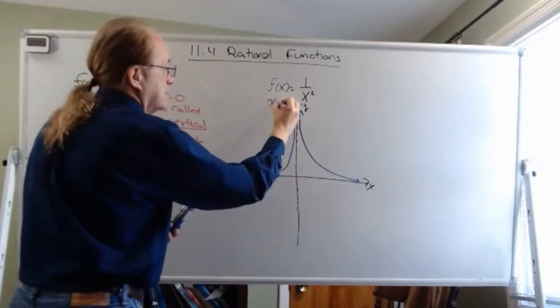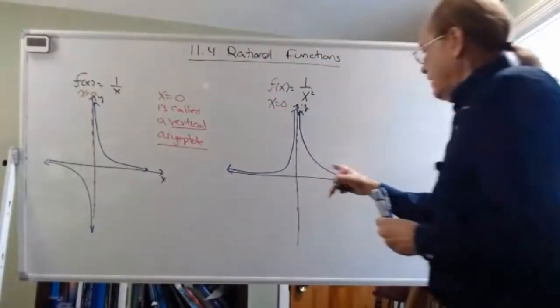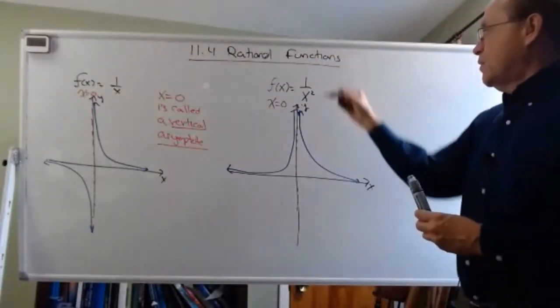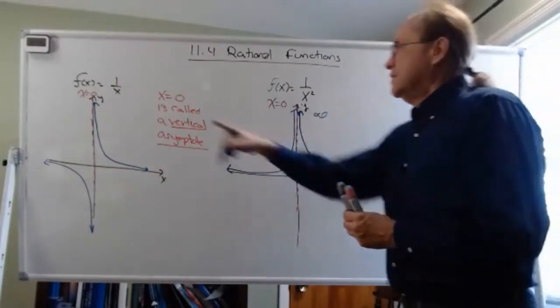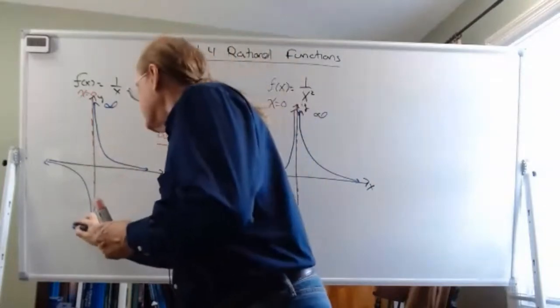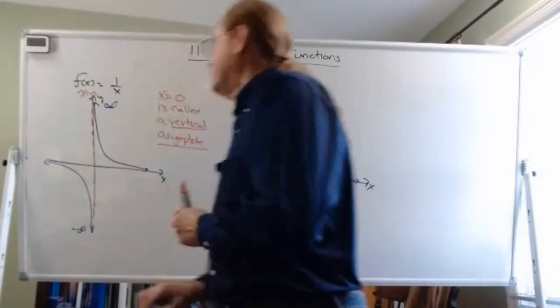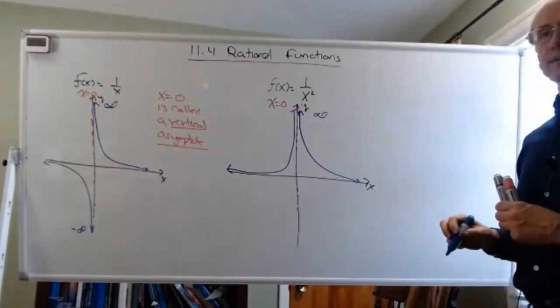At x equal to 0. But now notice, as I approach from either side, I'm going for both cases up to plus infinity. Where on this side, I went to positive infinity coming from the right, and coming from the left, I went to negative infinity. Again, that's another vertical asymptote.